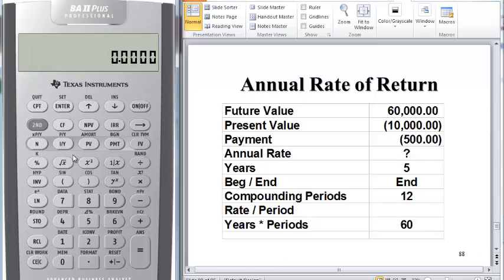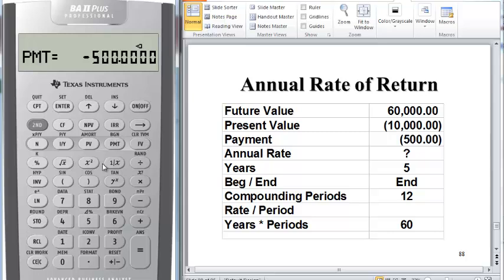Okay, so let's put it all in. First, clear time value of money. I know that I'm going to grow this money to $60,000 in the future. I know that I'm going to invest $10,000 today. It's the present value. I know that I'm going to invest $500 at the end of every month. That goes in as a payment.